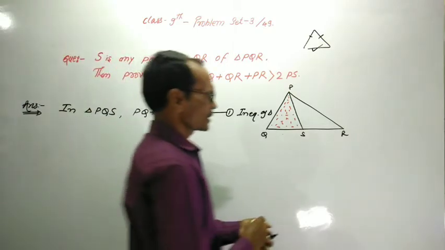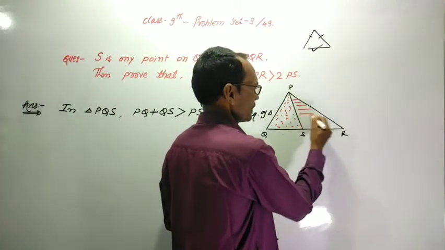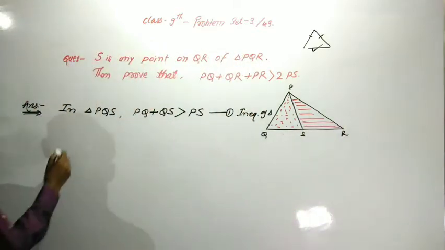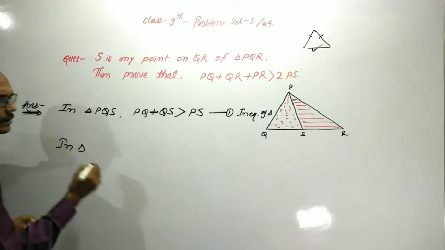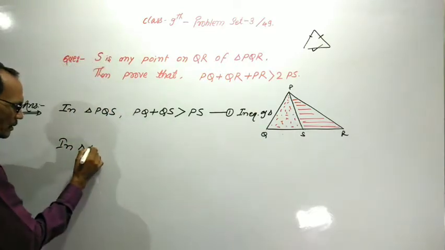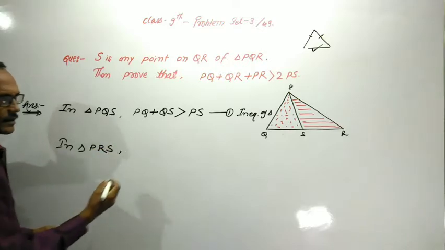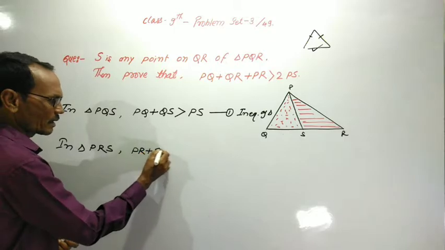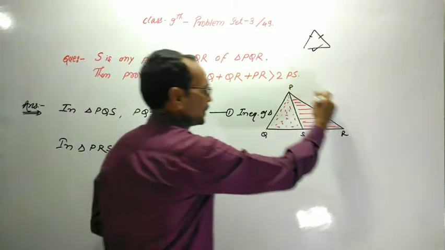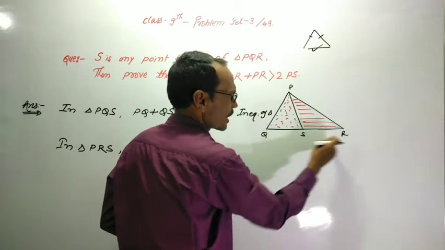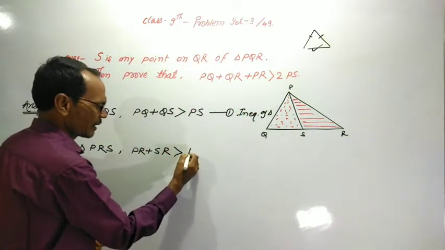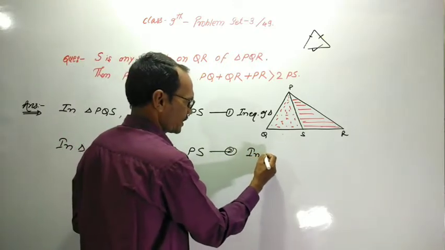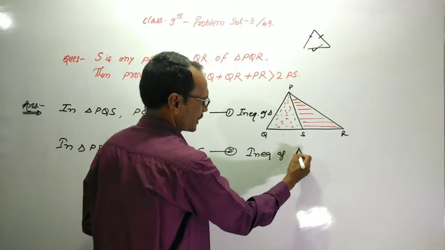Now I can take the next, remaining triangle. What about this triangle? In triangle PRS, we can write PR plus SR is greater than PS. This is number 2, and the reason again is the inequality of triangle.